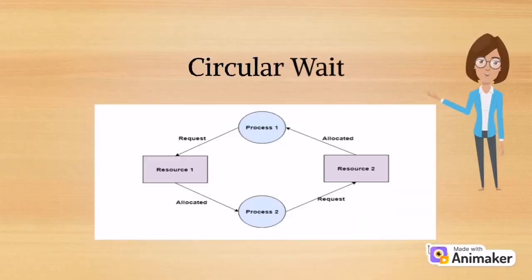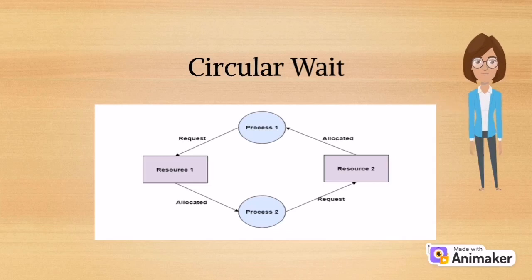In circular wait, a process is waiting for the resource held by a second process, which is waiting for a third process, and so on, till the last process is waiting for the resource held by the first process. This forms a circular chain. For example, in the following diagram, process 1 is holding resource 2 and it is requesting resource 1. Similarly, process 2 is holding resource 1 and it is requesting resource 2. This forms a circular wait loop.